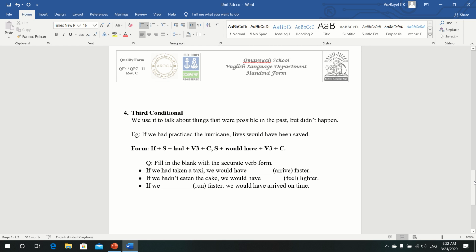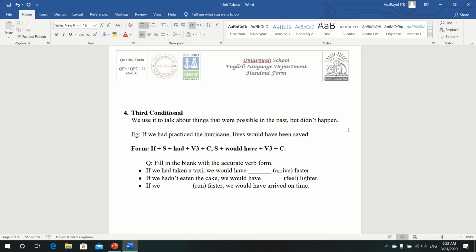So actually, they didn't practice for the hurricane, and lives were lost. They didn't save lives. So if they had practiced for the hurricane, they would have saved lives, or lives would have been saved. But here again we are saying that they did not practice for the hurricane and lives were not saved. So it's something that happened and you cannot change anything about it, and there is no hope in it.